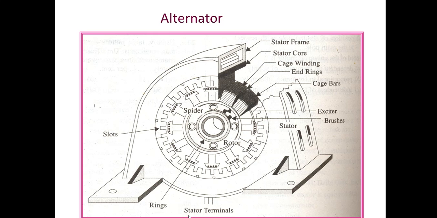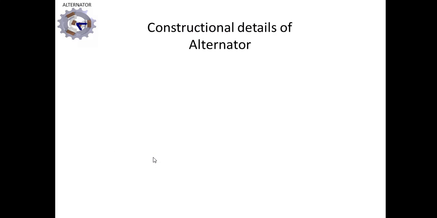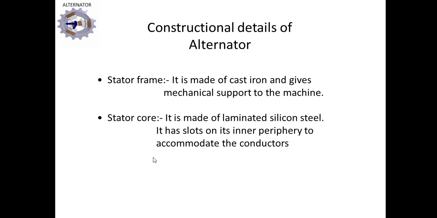Here we have the rings, stator terminals, and slots for the stator winding, that is the open top slots shown here. The end rings are at the top, and the stator has the cage winding. The stator frame is made of iron. So now the construction details. The stator frame is made of cast iron and gives mechanical support to the machine. The stator core is made of laminated silicon steel. It has slots on its inner periphery to accommodate the conductors.